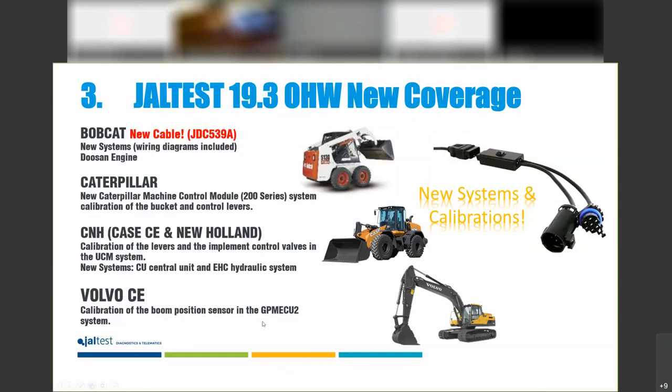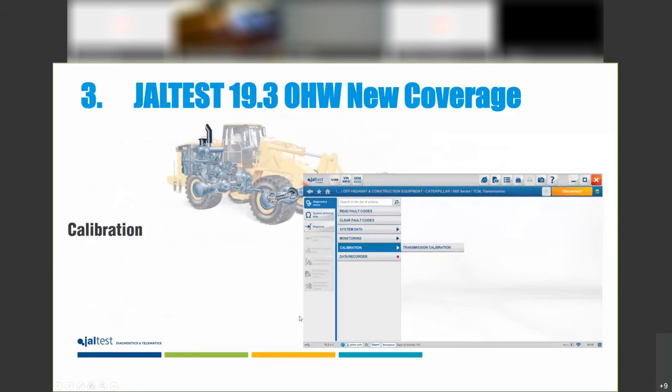Okay. And just to finish off, what we're talking about here on this page is the Volvo calibration for the boom position sensor on one of these excavators. So that's also pretty relevant. Right? We're talking about calibrations, transmission. It allows you to set the transmission parameters. So this is an automatic calibration, just like everything that we do in Jaltest. It's going to be able to do it automatically. Just follow the instructions and you go about it.